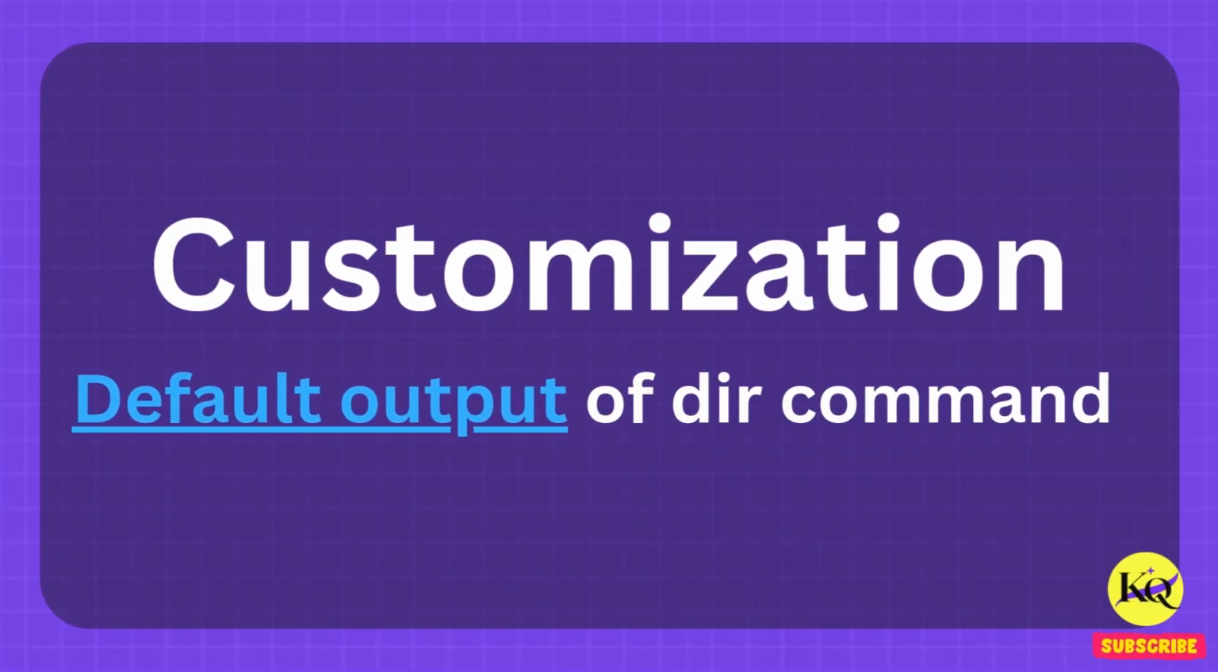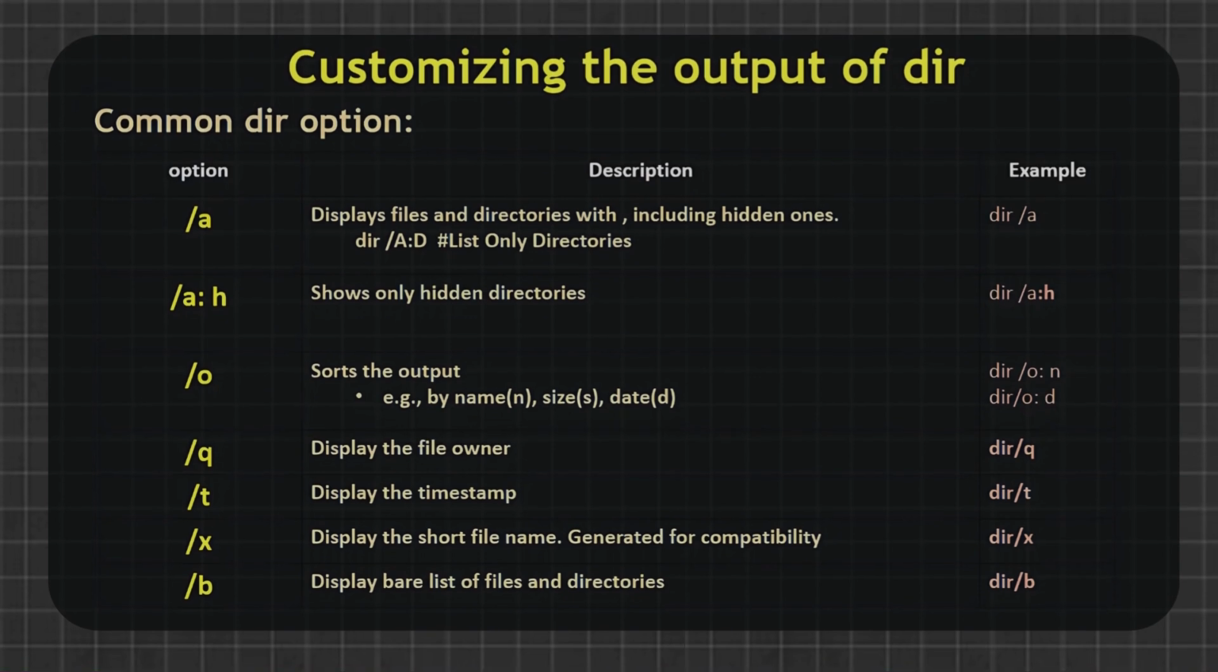Now that we have a clear understanding of the default output, it's a perfect time to discuss how to customize the output of the dir command. So let's begin. Here I have provided a list of common dir options available for customizing the output. You can take a screenshot. Now, without wasting any time on the wording, let us jump to the CMD window where I will explain these options in detail along with examples to make more sense.